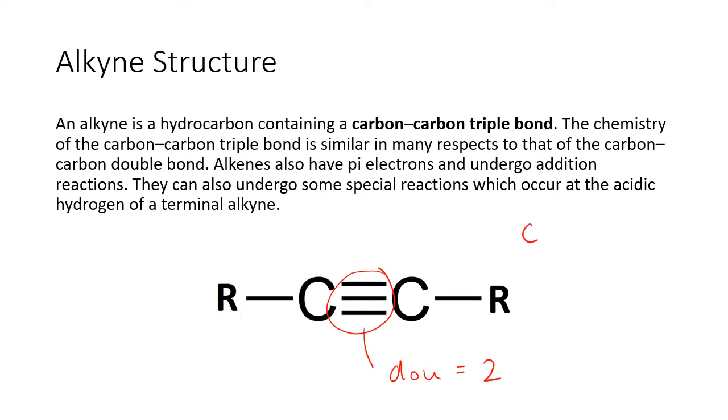Also, if you have an alkyne with a terminal hydrogen at the end, meaning it's not flanked by 2 R groups but by 1 R group and a hydrogen, that terminal hydrogen is actually acidic. So it will undergo a special class of reaction where we use a base to deprotonate that hydrogen first and then react the subsequent product with something else. Those will be a new type of reaction special to alkynes.